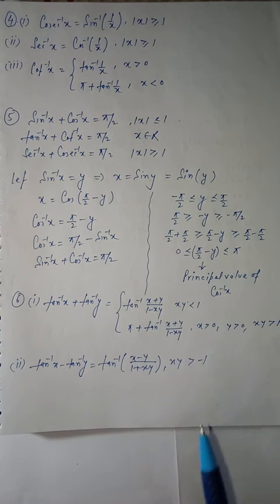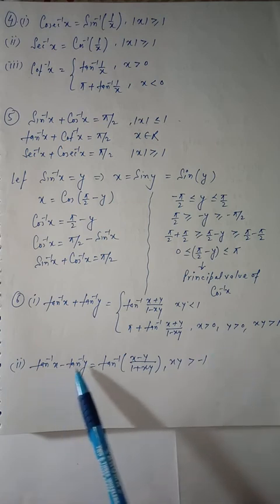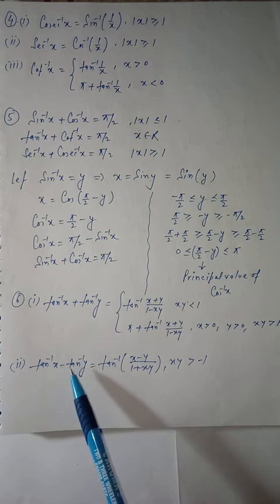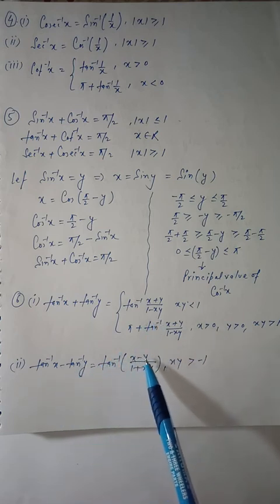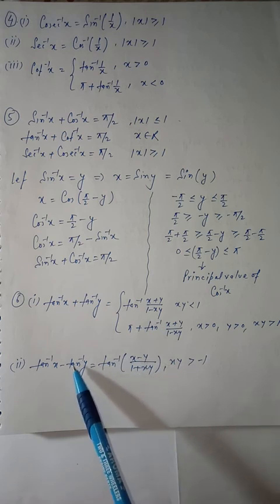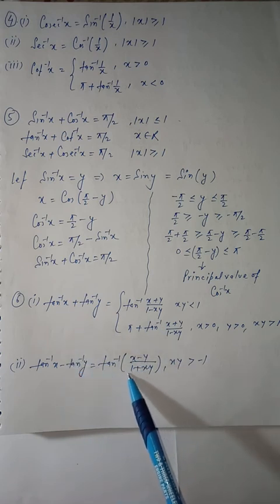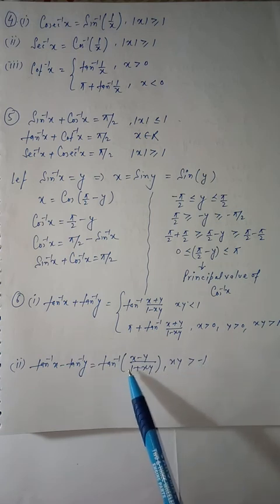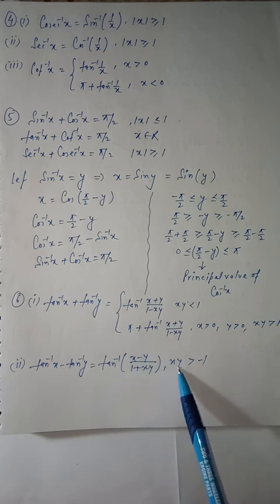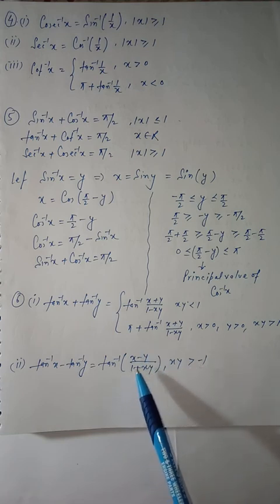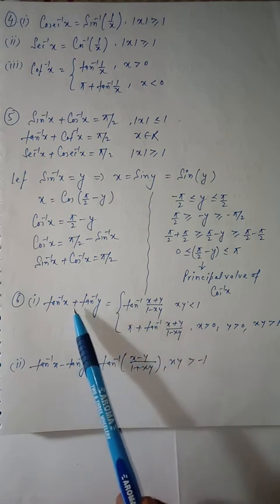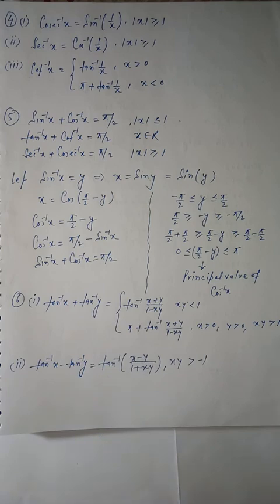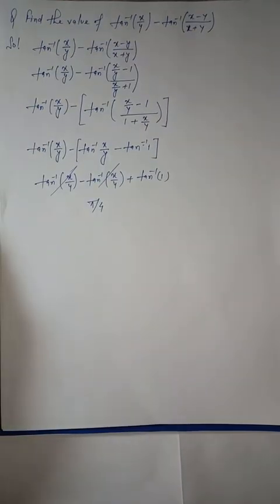In the same manner, the formula of a minus b is tan a minus tan b upon 1 plus tan a tan b. This is just the reverse formula, but it is correct only when xy is greater than minus 1. Here we will not get more formulas; for only one condition we will write this formula. So you have to be careful when there is a plus between two tan inverse. Now take a problem based on the formula of tan inverse x minus tan inverse y.